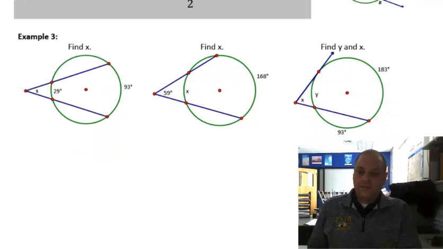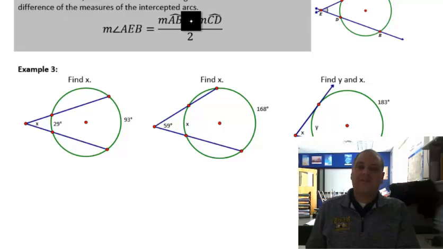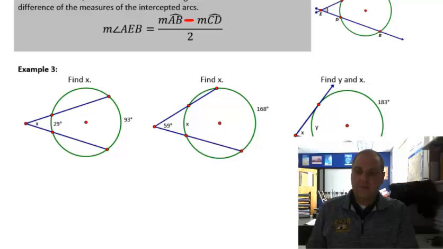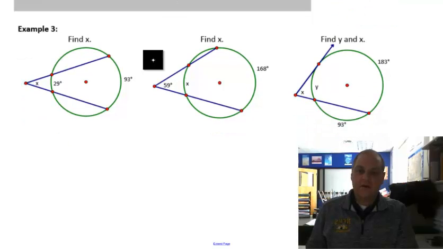This formula is almost the same, except you subtract the intercepted arcs. So we're just going to have to keep these straight. On the circle is half. Inside the circle you add. Outside the circle you subtract. I can't get my thing to stay there. All right, there we go. I'm going to switch to just a thinner purple here.